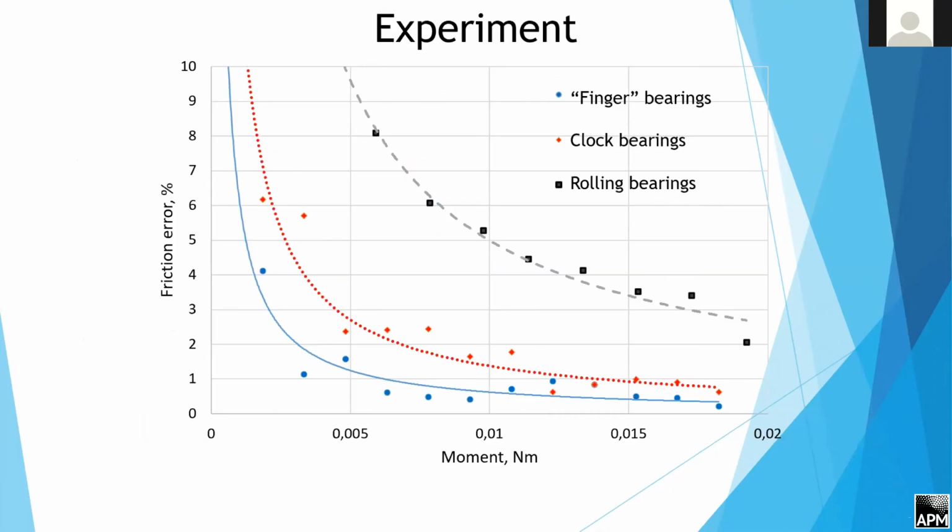The experimental results are shown in the graph. The x-axis shows the moment applied to the measuring part, and the y-axis is the error generated by the moment of friction in the bearing of the device.